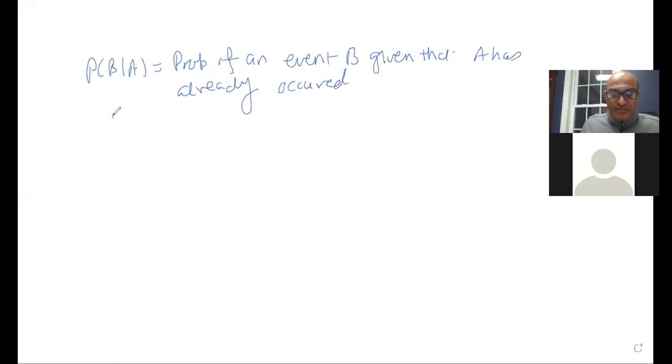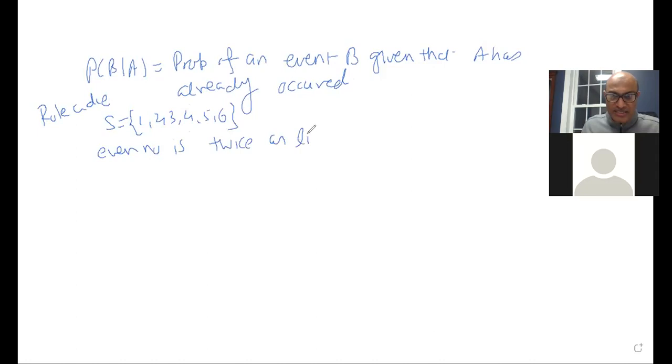Now we are looking for roll or toss a die, and you're going to get 1, 2, 3, 4, 5, and 6. The condition is that an even number is twice as likely to occur as an odd number.